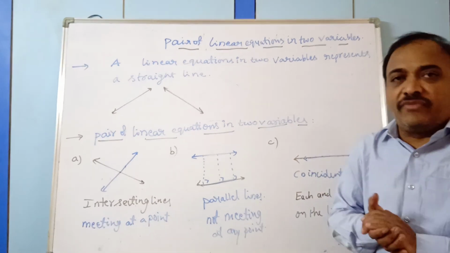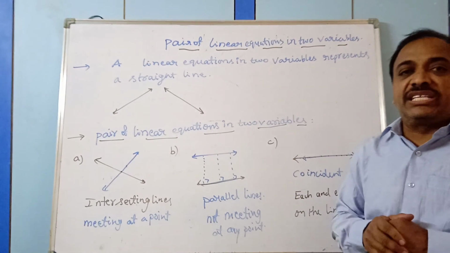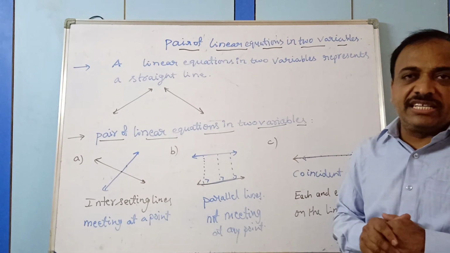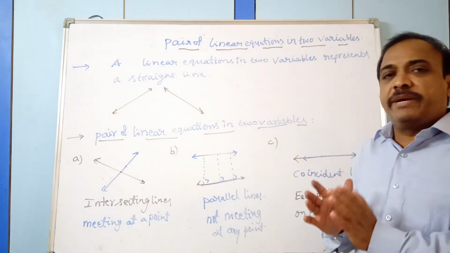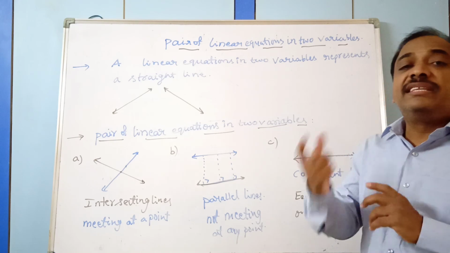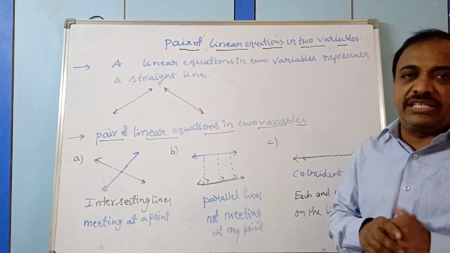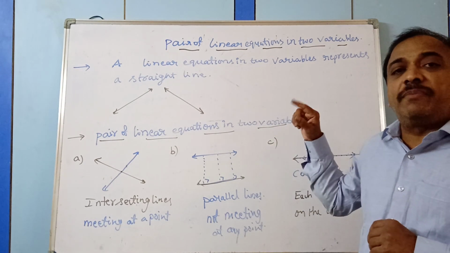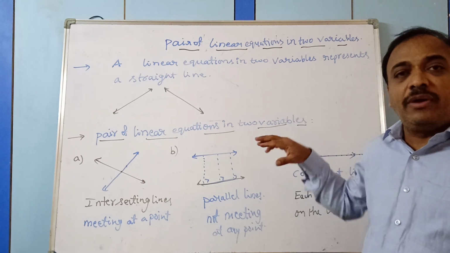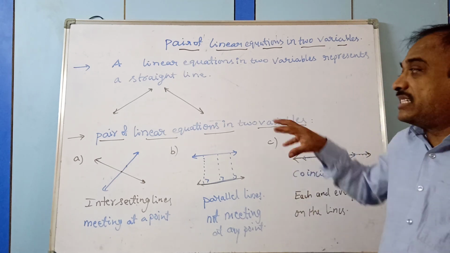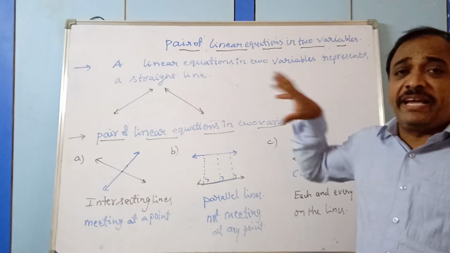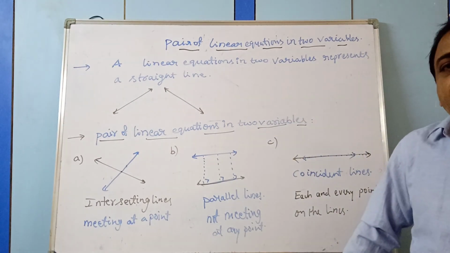So the standard form we discussed, and the coefficients. What are the coefficients of a1x plus b1y plus c1 equal to 0, a2x plus b2y plus c2 equal to 0? These are the standard form and their coefficients, with the condition a1 square plus b1 square is not equal to 0 and a2 square plus b2 square is not equal to 0. Then such a pair is a pair of linear equations in two variables.